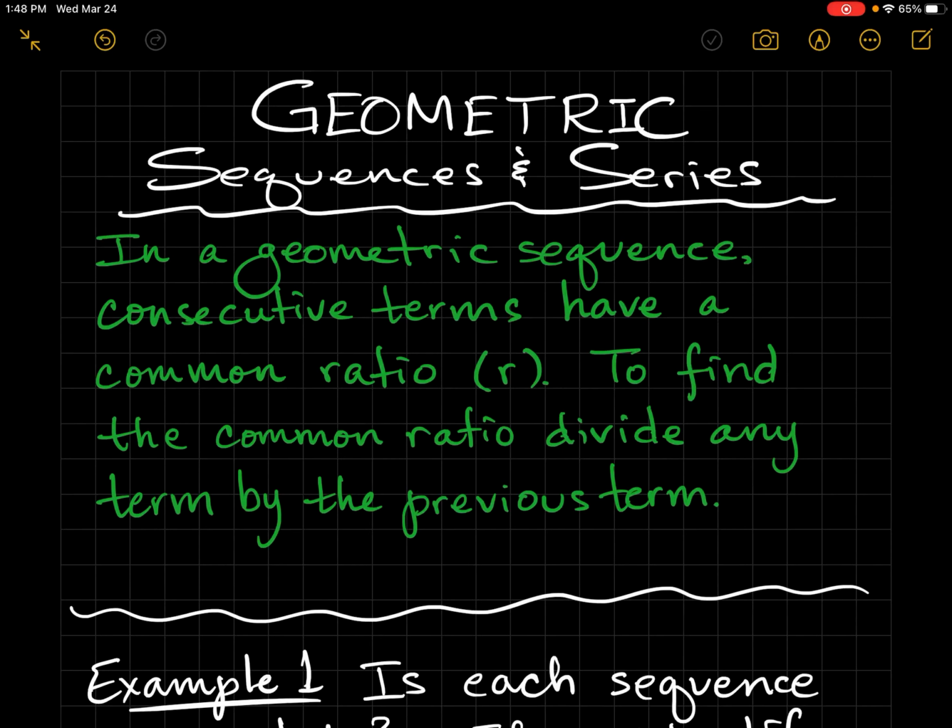Today's lesson is on geometric sequences and series. In a geometric sequence, consecutive terms have a common ratio, and we use the letter R to denote that ratio. To find the common ratio, divide any term by the previous term.